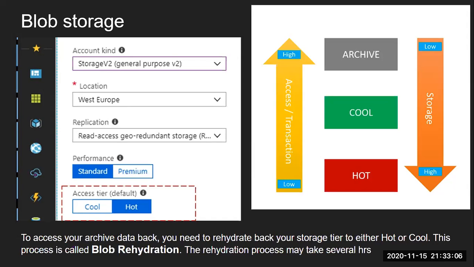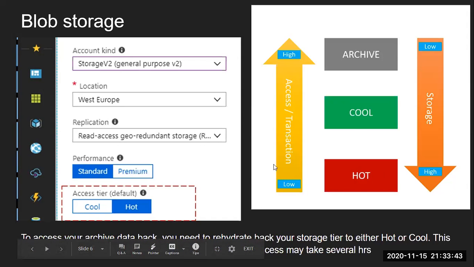What I mean by the hot tier having the lowest data access cost is that, compared to cool and archive, reading and writing in hot storage has the lowest cost, but it has a higher cost for storage. So if you want to store data for a long time and don't need to access it often, the hot tier might not be appropriate compared to cool and archive. Remember this because it might be on the exam. Here you can see the access and transaction cost, and this is the storage cost.